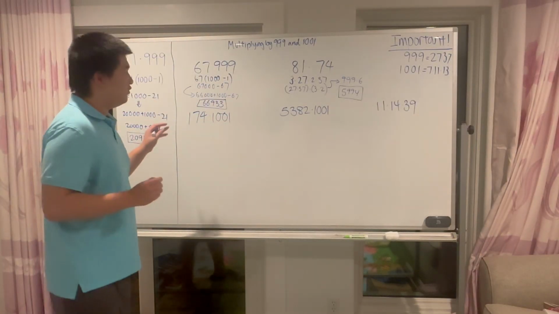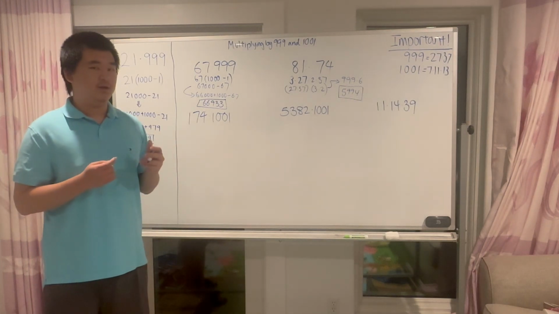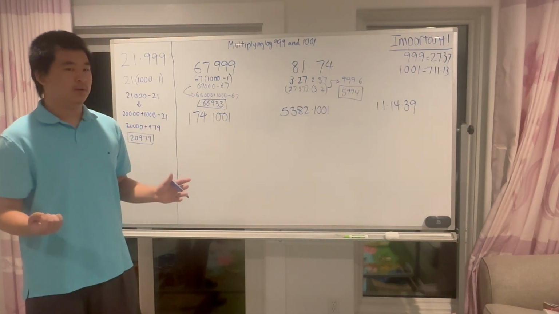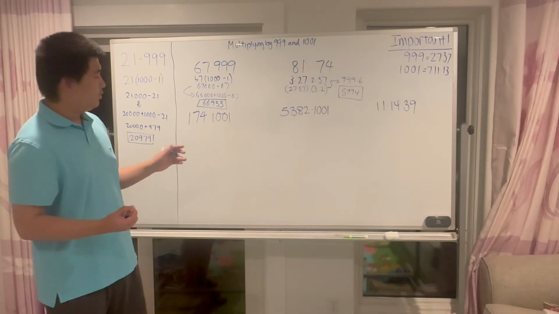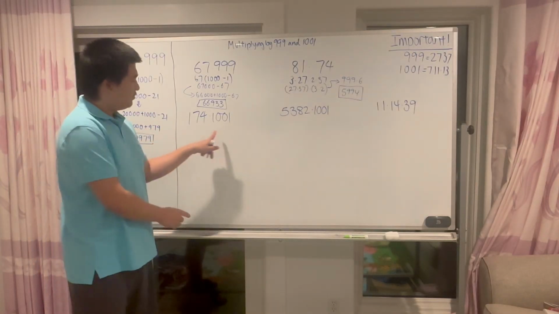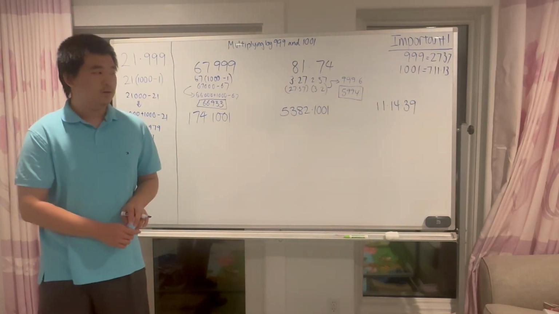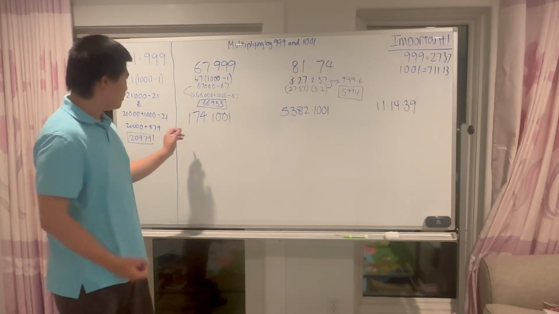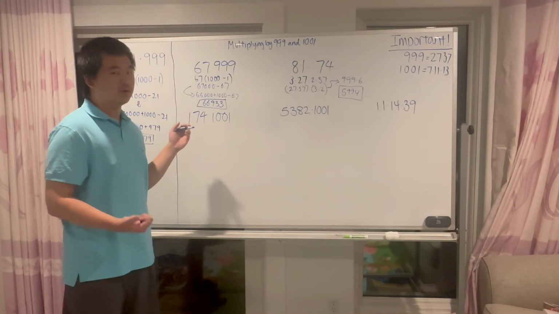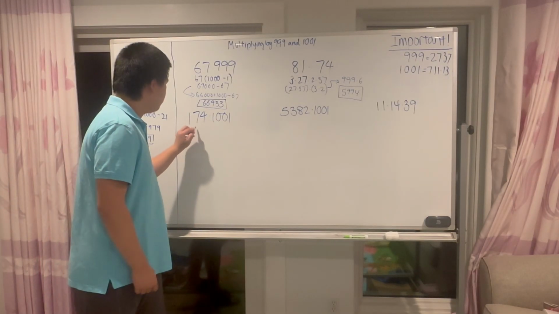So moving on to 1001, and this is what I consider the easier of the two numbers to multiply by. You'll see quickly why. Because 174 times 1001, well, it's not so hard. 1001 is, of course, 1000 plus 1.